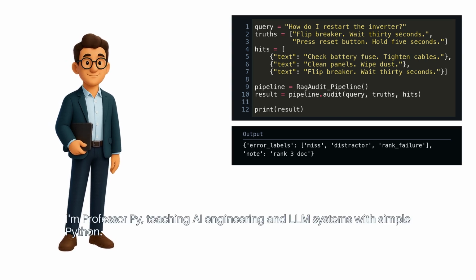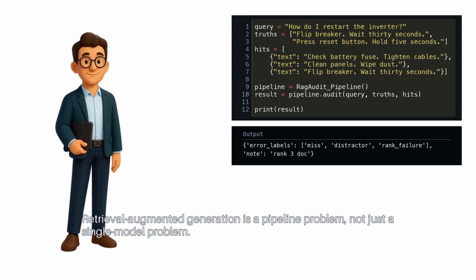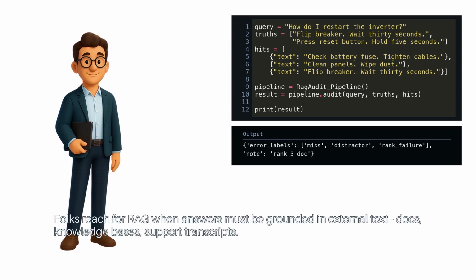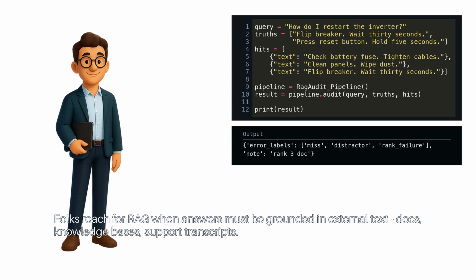I'm Professor Pi, teaching AI engineering and LLM systems with simple Python. Retrieval augmented generation is a pipeline problem, not just a single model problem. Folks reach for RAG when answers must be grounded in external text, docs, knowledge bases, support transcripts.